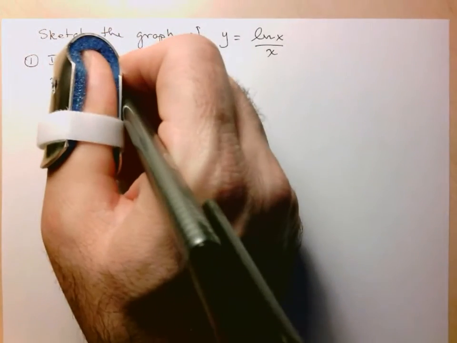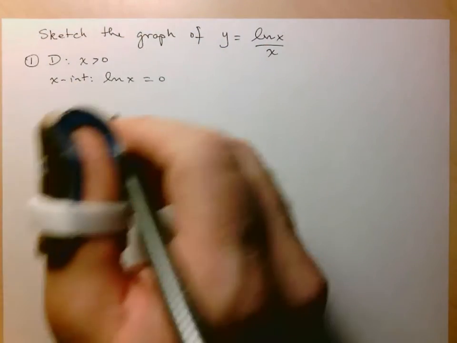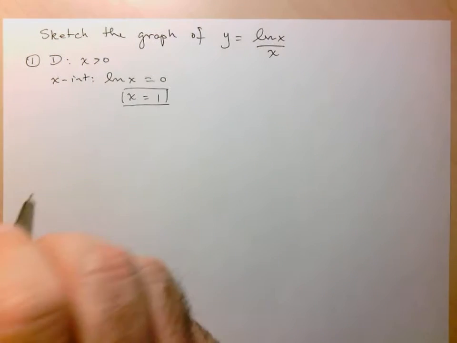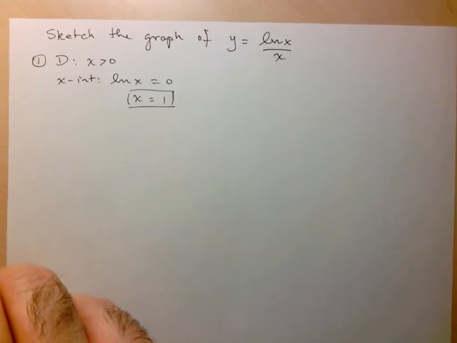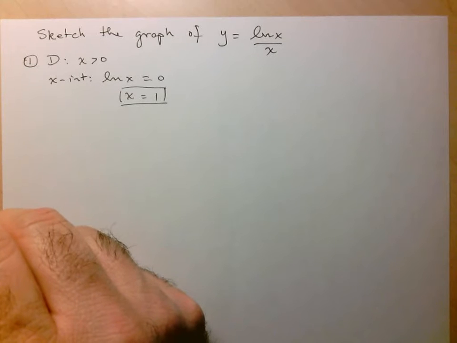equal to 0. So ln x equals 0, and that occurs when x is equal to 1. So there's my single x-intercept, and it's in the domain, so it's fine. We're not going to consider a y-intercept since x equals 0 is not in the domain.